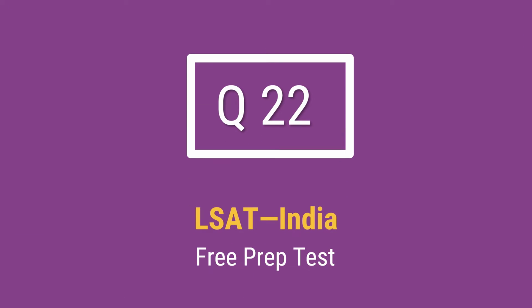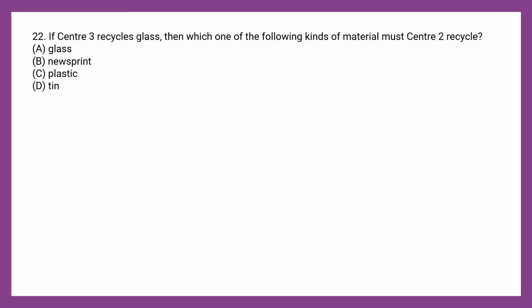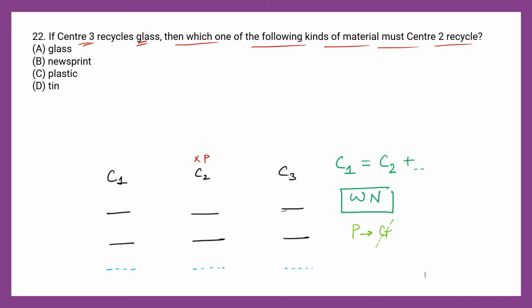Question number 22. It says that if center 3 recycles glass, then which one of the following kinds of material must center 2 recycle? Let's look at the diagram. It says center 3 recycles glass, so let me put glass in here. Now what does this tell you?